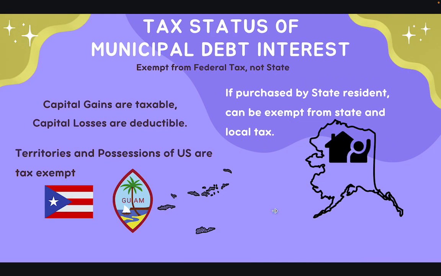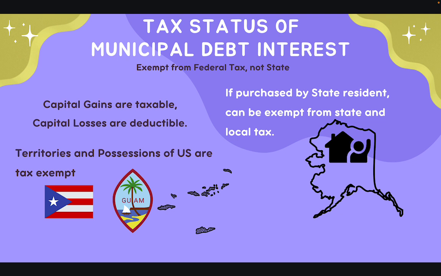Okay. Tax status of municipal debt interest. Remember, this is exempt from federal but not state unless it's purchased by a state resident, which can be exempt from state and local tax. So that's pretty cool. If someone is living in Alaska and they get a municipal bond and it states that they don't have to pay state and local tax, well, it's already free of federal tax, so that person doesn't have to pay tax on that. Very cool. And they'd be happy about living in Alaska.